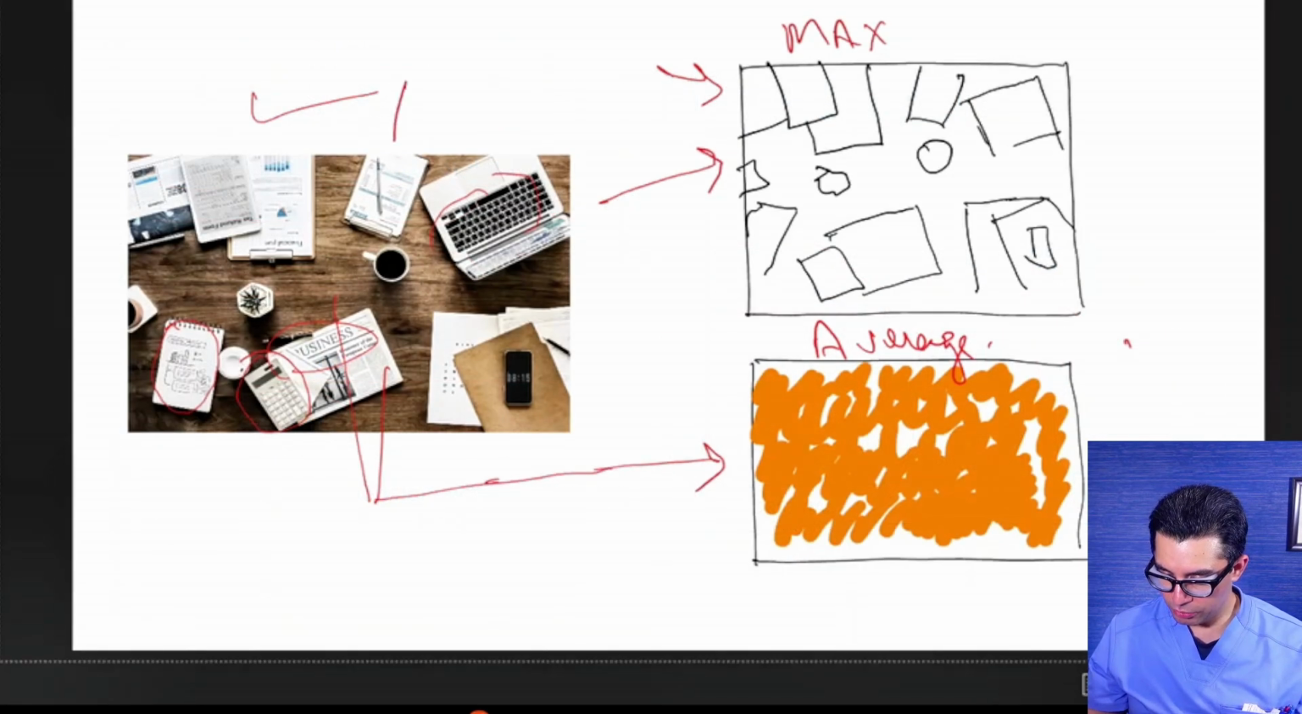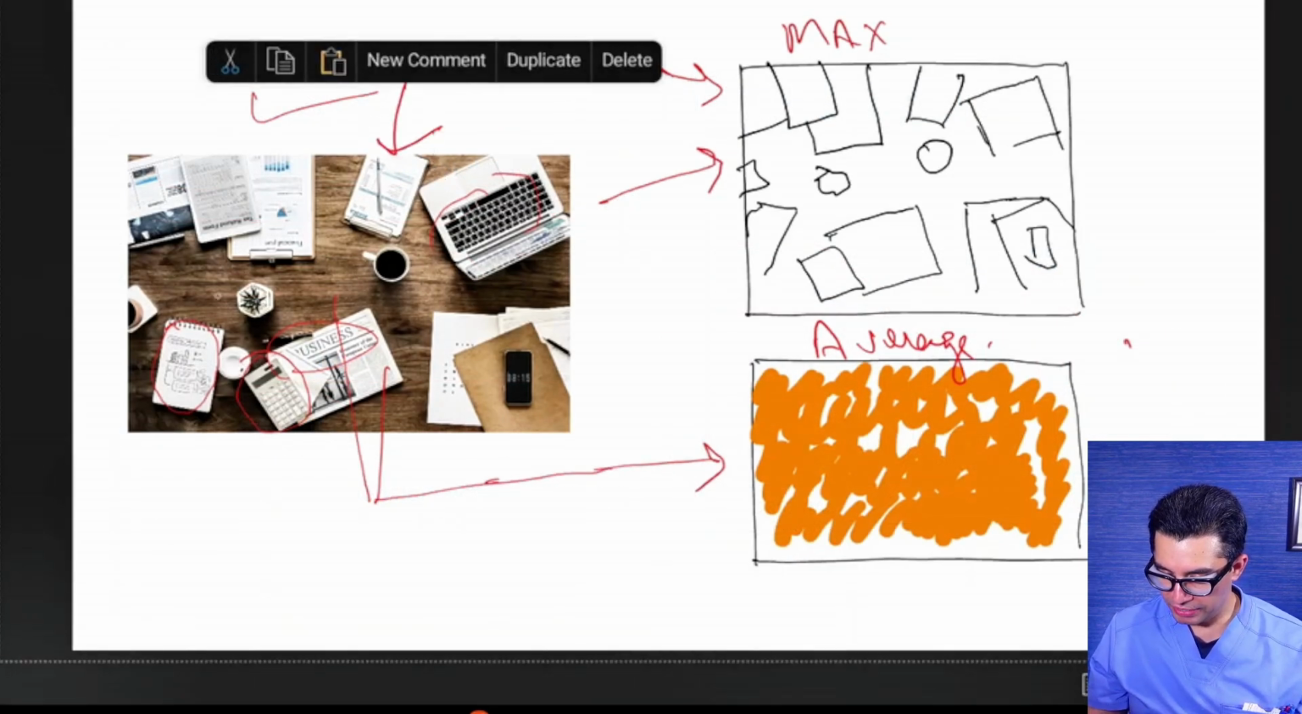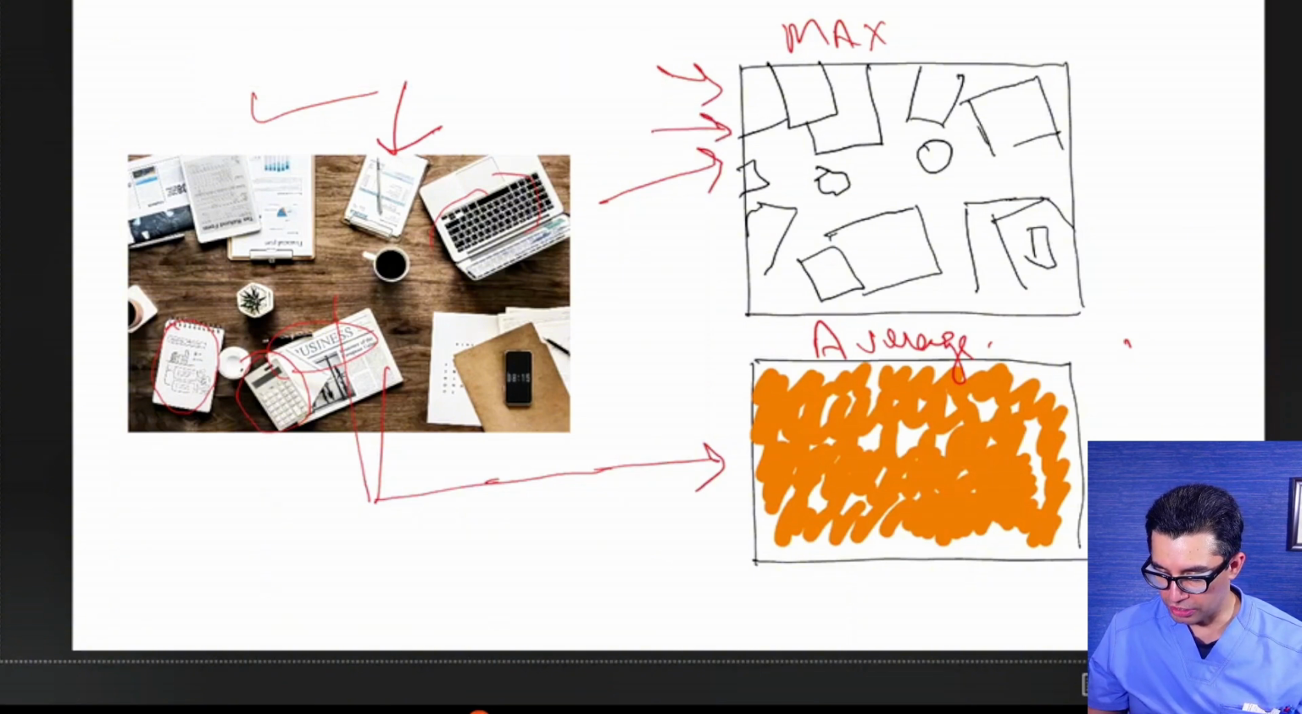Then we discuss this image right over here, where we have everything in this image. We don't need everything. Let's say we only need the margins, then we will look at this image. Or we only need to know the average color or density in that image, then we will look at this image.